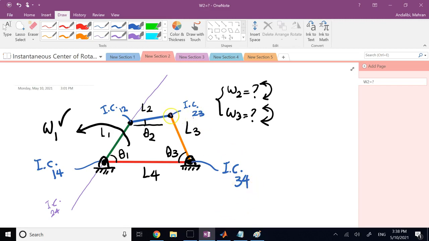So if I continue this line also, the IC of 2-4 should also be on this one, because here I'm talking about the centers of objects 2, 3, and 4 with respect to each other. So the IC of 2-4 should be on this line and on this line, and clearly it should be on the intersection of these two lines. So it should be here. And that's where I would say that is the instantaneous center of 2 with respect to 4.